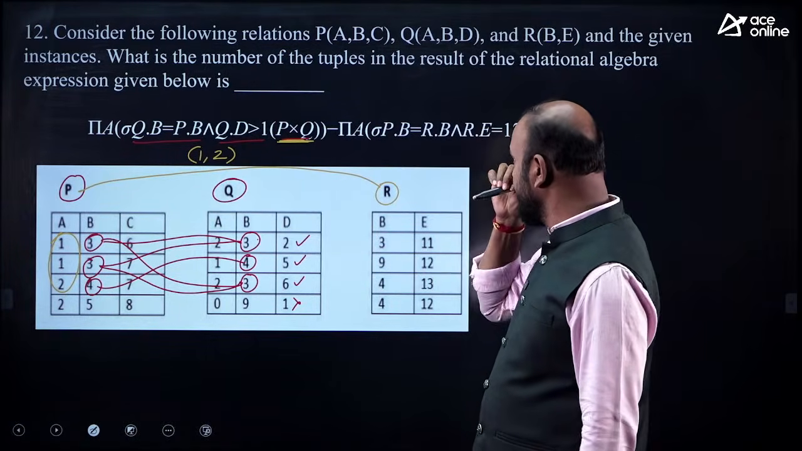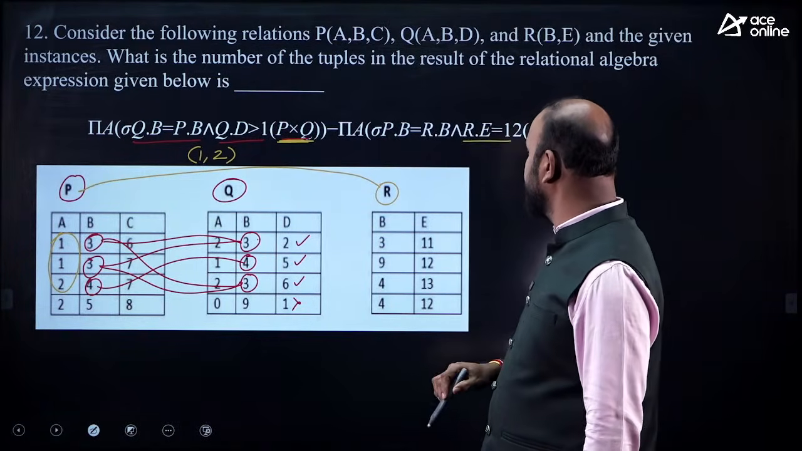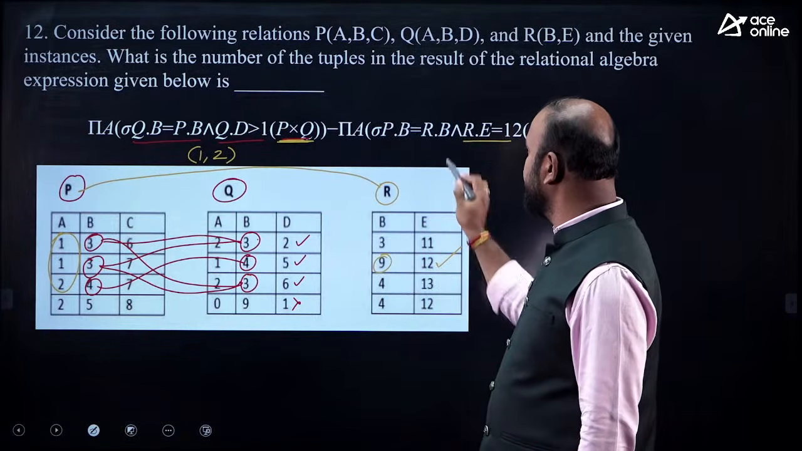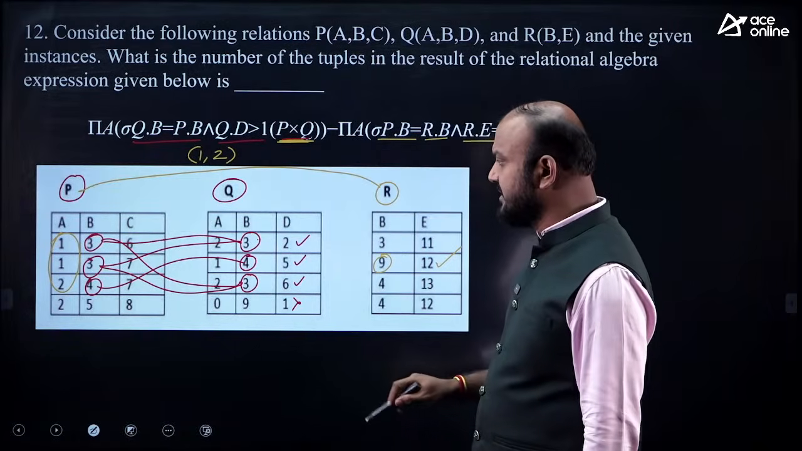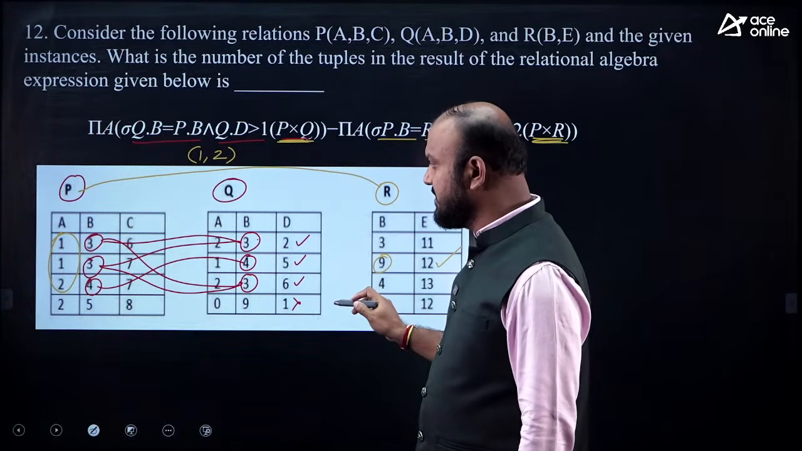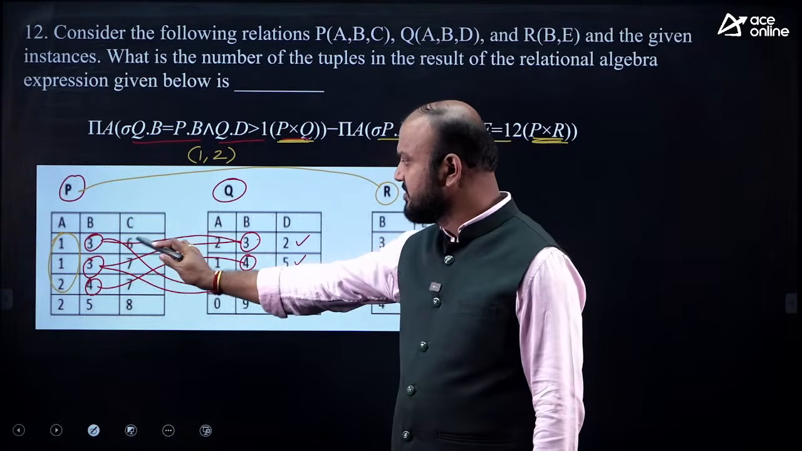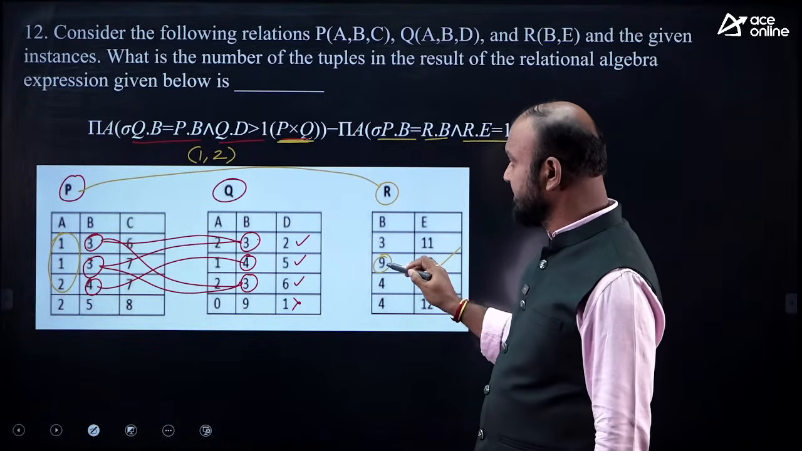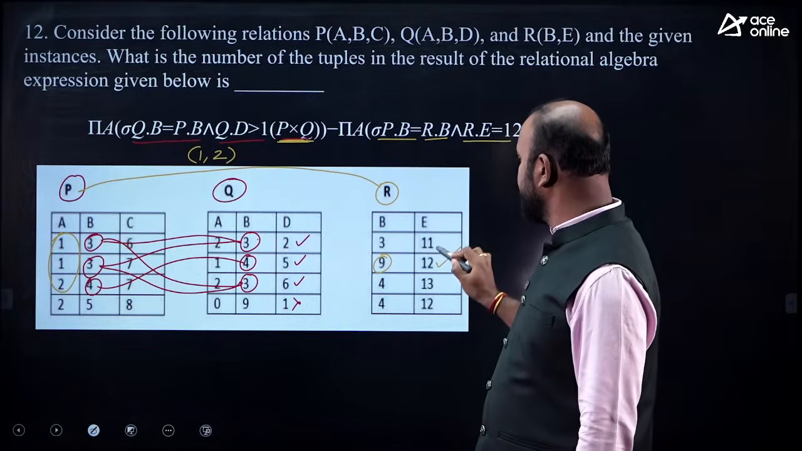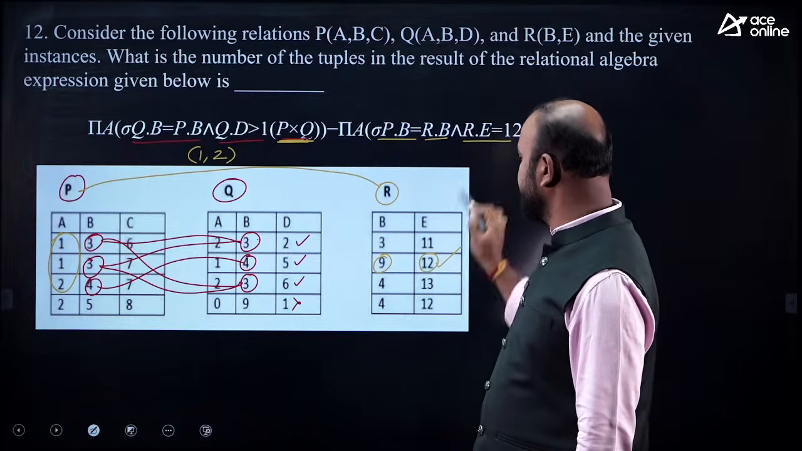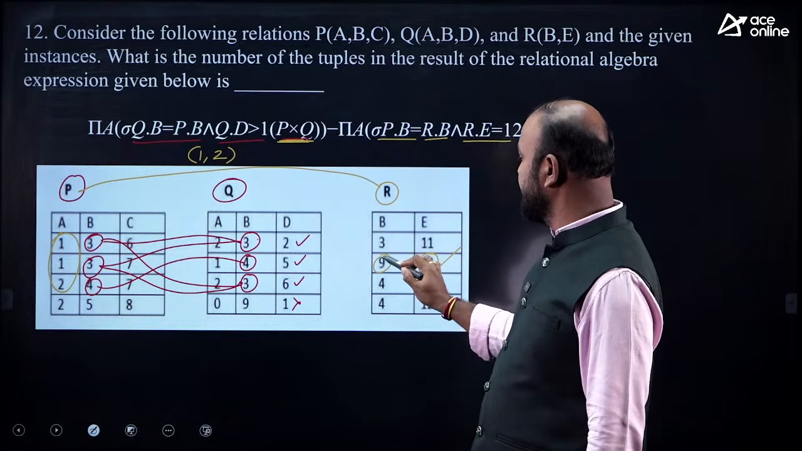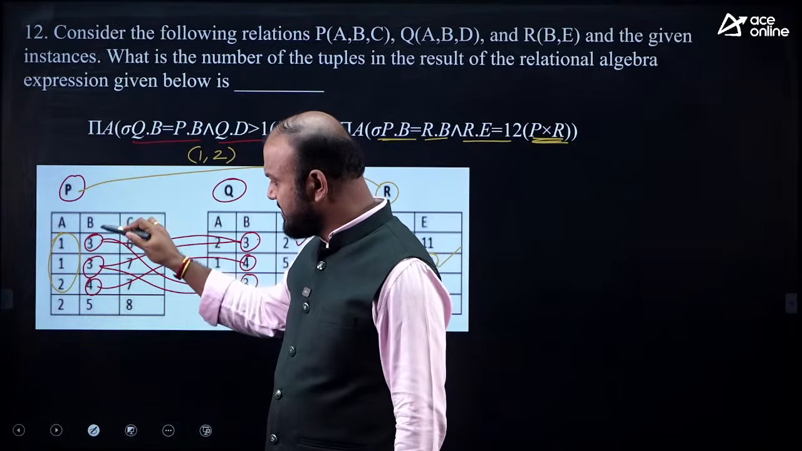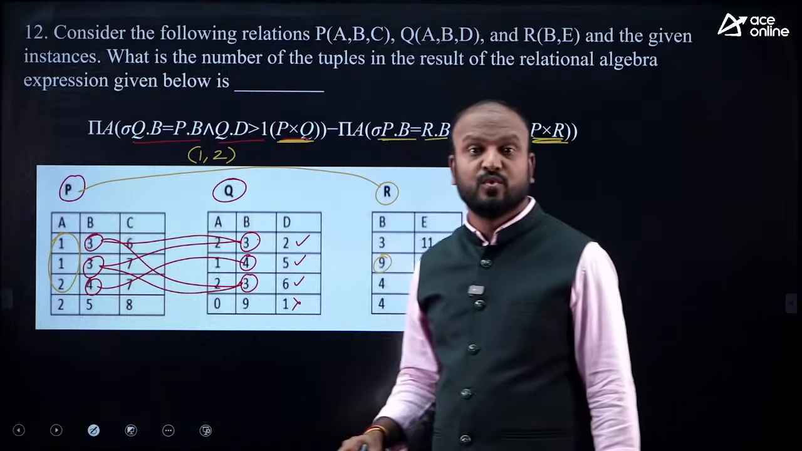Again 4 into 4, 16 combinations to be verified for RE equal to 12, this one, and this 9, RB should match with PB. RB is equal to PB. So RE equal to 12 is the only match, and for that, what is RB? 9. This 9 should match with PB. Do you have a 9 in PB? 3, 3, 4, 5. Oh, no matches.